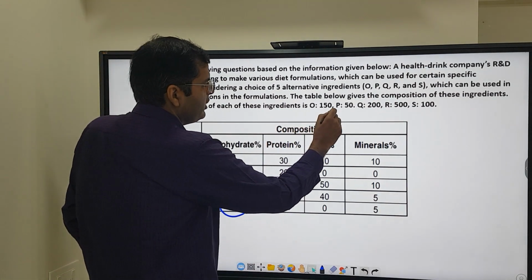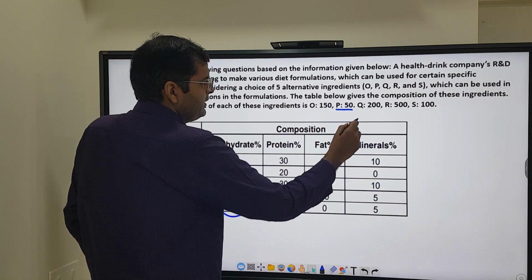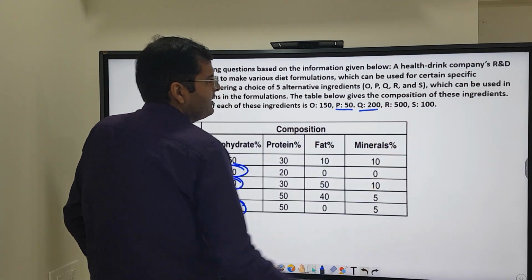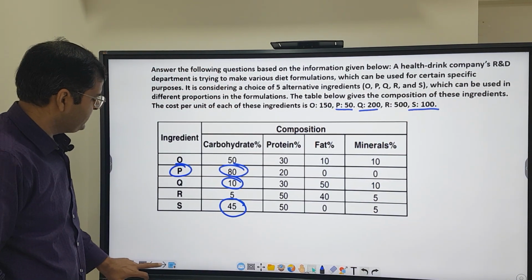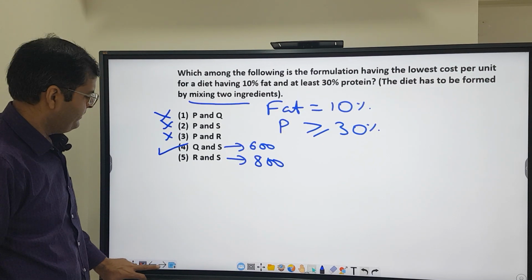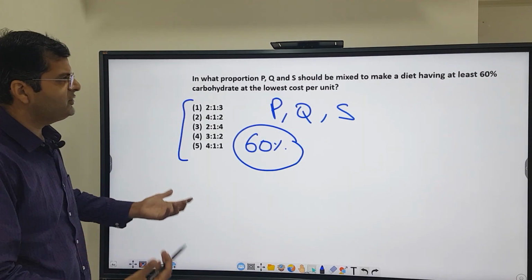Now if I look at the costs, P is 50, Q is 200, S is 100. So my question now becomes very simple to me. It says least cost we have to find. P has to be largest and it has to be least cost.